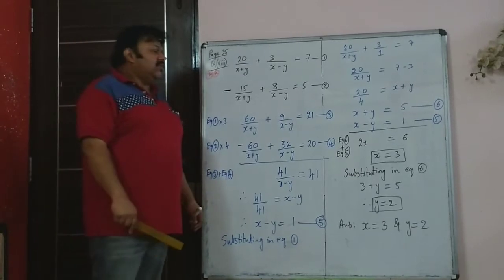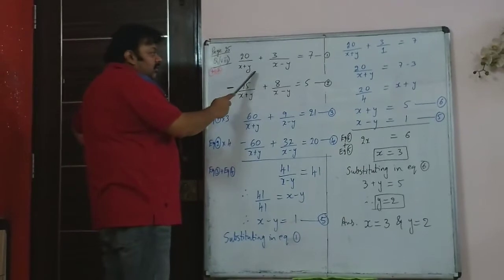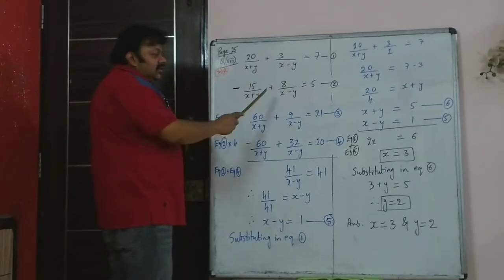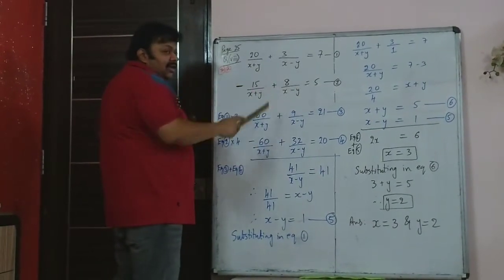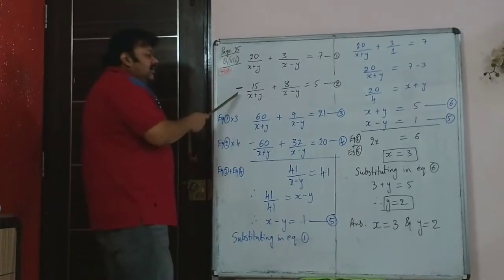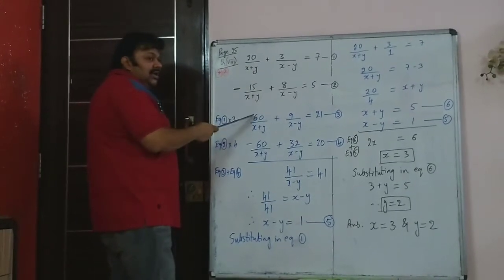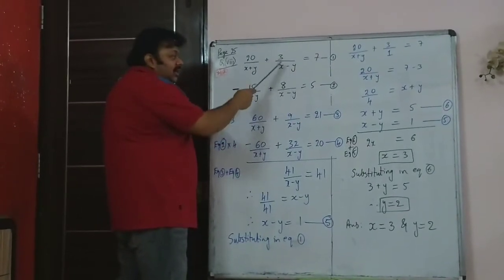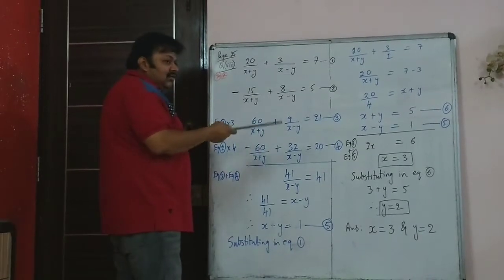What we are going to do is make the coefficients the same. See, there are two things. Here in the denominator x plus y is there and x minus y is there. In the question, x minus y was given first and x plus y was second. I have just interchanged it. It doesn't make any difference. I have written minus 15 upon x plus y because I am writing the x plus y terms one below the other, and the x minus y terms one below the other. So be careful that you have to equate the coefficients.